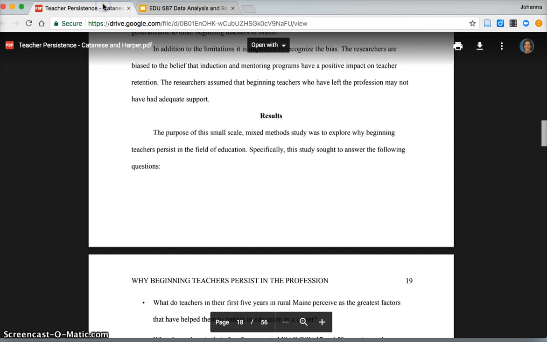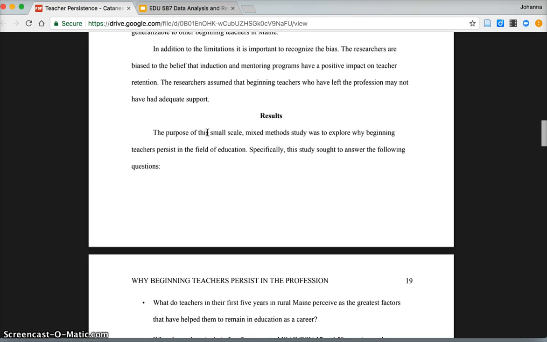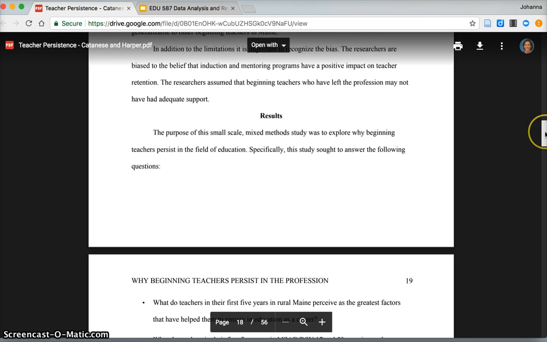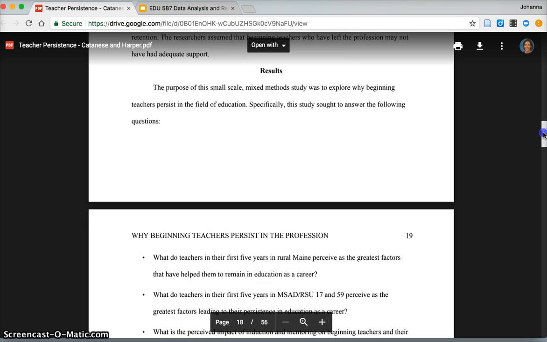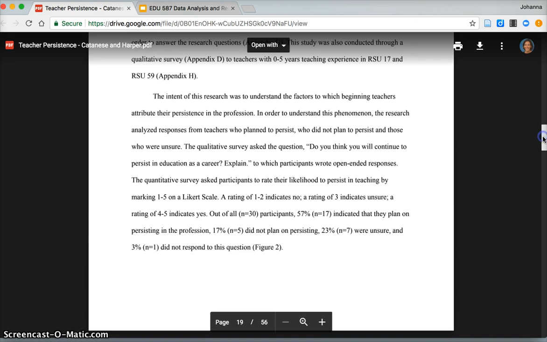So before I go on to the tables and figures, for this one I'm going to use Lori Catney's and Lee Harper's paper. A couple years ago, they really wanted to look at the role of induction and mentoring in teacher persistence. And so they did a mixed method study, surveys both of counties and then of specific districts to try and parse out what was going on with this. So in their results section, they just restate what kind of study it was, what those questions were, and what the big goal was for their study.